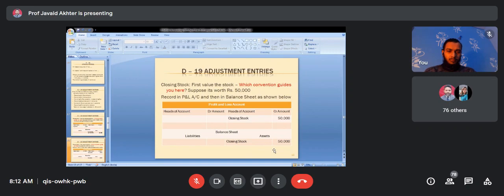In the light of which concept do you write values in the balance sheet? Materiality? No, it is money measurement, because you are writing the monetary value of it, not the products. So we will record value. We have valued it, and suppose our valuation is 50,000 rupees.